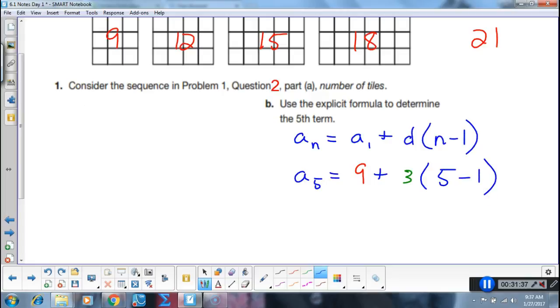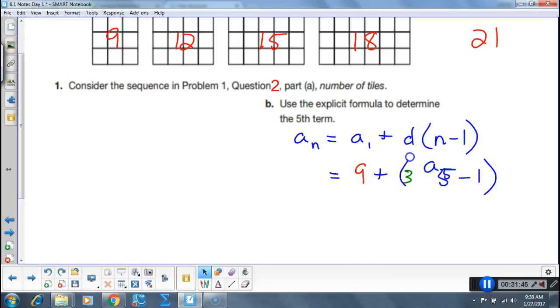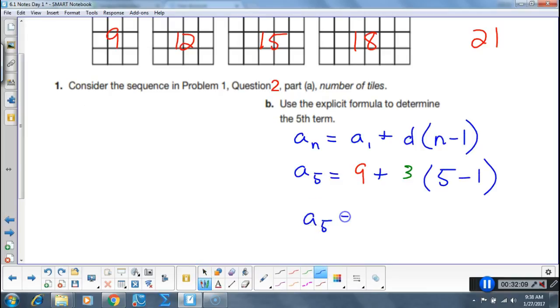And now you just got to do the math. 5 minus 1 is... Whoa, whoa, whoa. A all of a sudden came along for the ride. See, again, I love me some smartboard action. Okay, 5 minus 1 we said was 4. 4 times 3 is 12. 9 plus 12 is 21, which is what we wanted it to be.